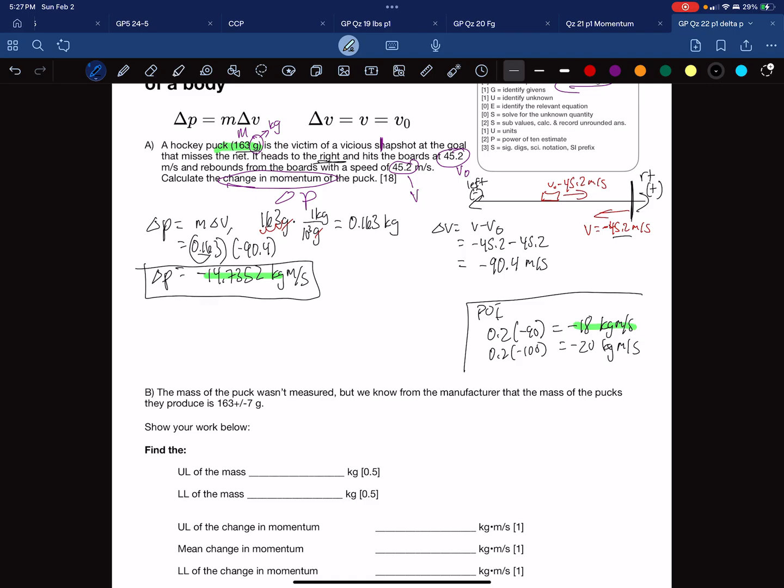And now this one had 3 digits in it, and this one has 3 digits, so we can report 3 digits. So our change in momentum is negative 14.7 kilogram meters per second. 3 means we keep that. So those are the significant digits. And now we're going to put it in scientific notation. So the change in momentum would be negative 1.47 times 10 to the 1 kilogram meters per second.